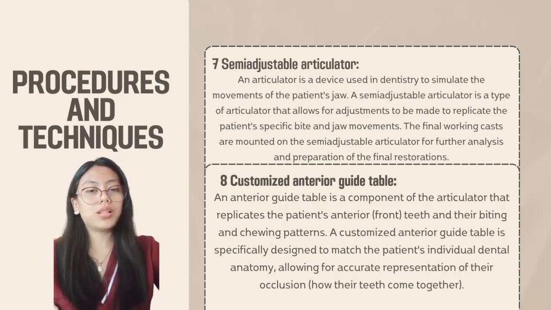Eighth, customized anterior guide table. An anterior guide table is a component of the articulator that replicates the patient's anterior front teeth and their biting and chewing patterns. A customized anterior guide table is specifically designed to match the patient's individual dental anatomy, allowing for accurate representation of their occlusion, how their teeth come together.